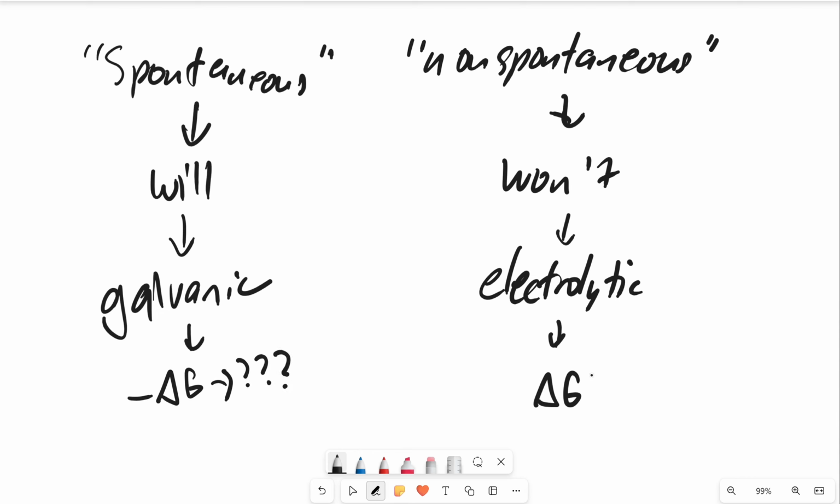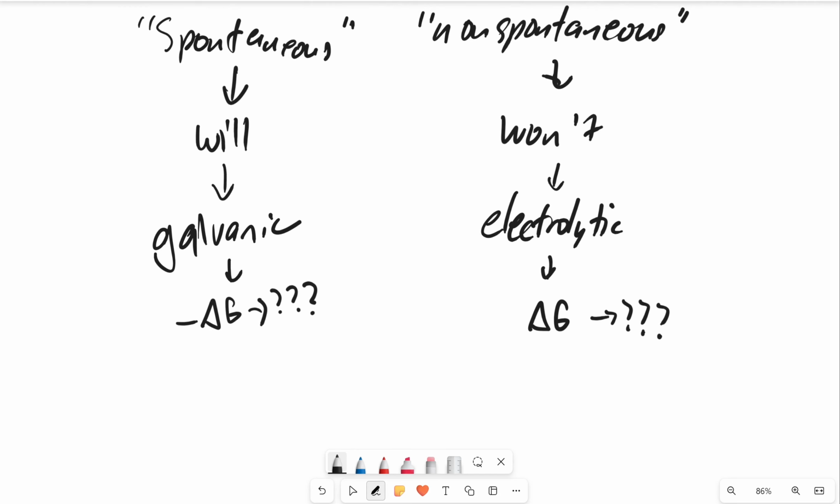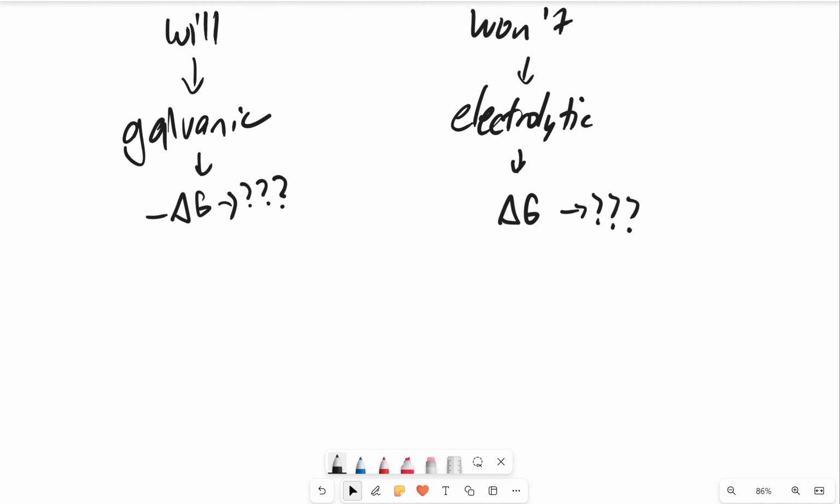But I don't know about you, but what is a Gibbs free energy? I have no clue what it is. I mean, I know it's a way to measure energy and a change of energy and whatnot, but who is Gibb? What is Gibb?